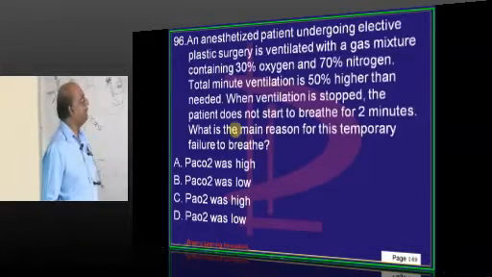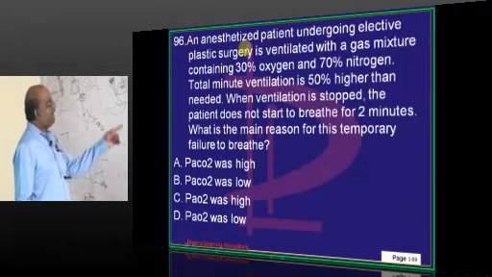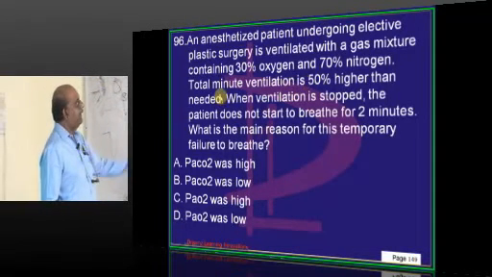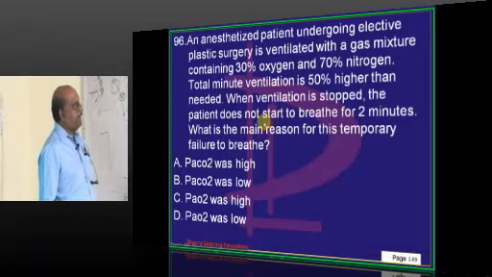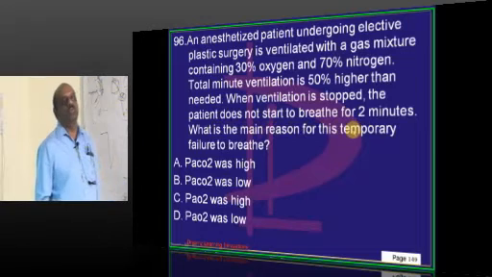Approval is not there. An anesthetized patient undergoes plastic surgery and is ventilated with 30% oxygen, 70% nitrogen, and when ventilation is stopped, the patient could not breathe for 2 minutes.